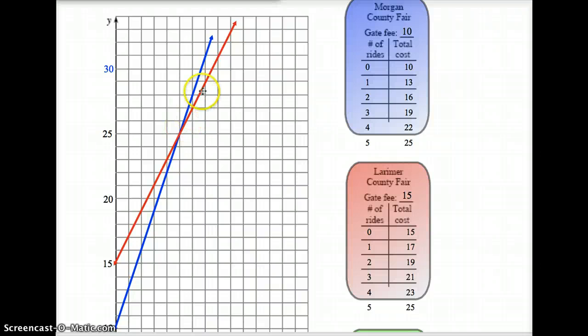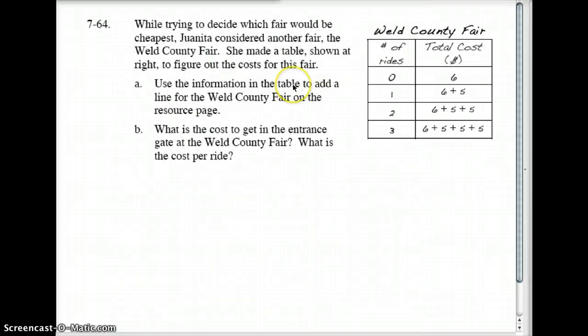After that, you can see this red line would be less expensive. So this point right here, at 5 rides and $25, is what's called their point of intersection. But then there was a third option that entered the picture. There was what's called the Weld County Fair. The Weld County Fair only charges $6 to get in. The problem is they charge $5 per ride.